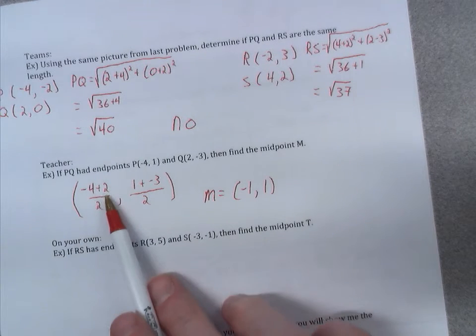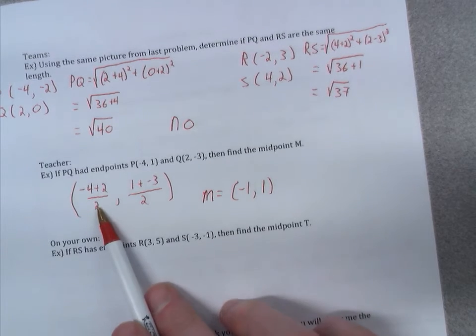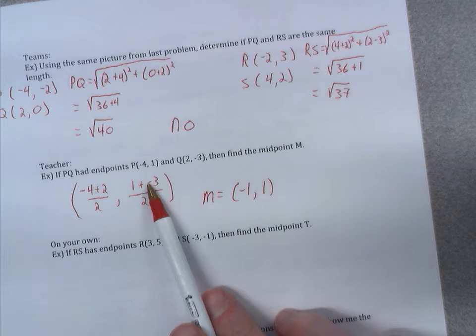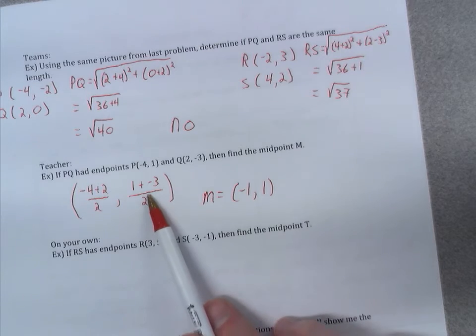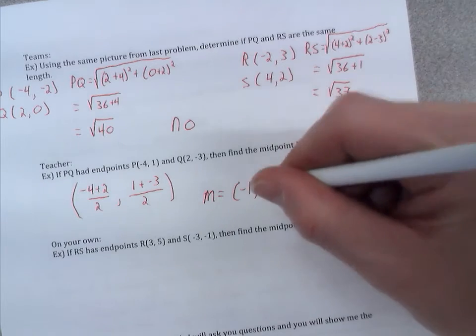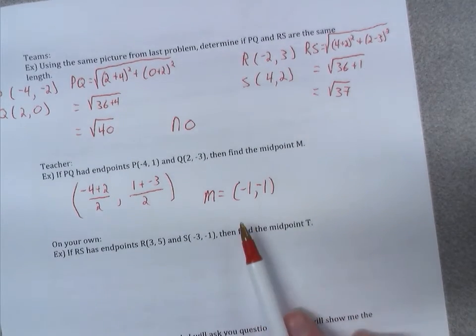Because -4 plus 2 is -2. -2 divided by 2 is -1. And then here 1 plus -3 is -2. And -2 divided by 2. Sorry, that should be -1. So the midpoint would be -1, -1. Okay. All right.